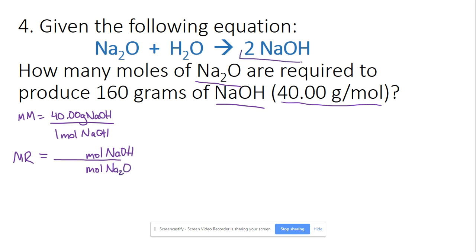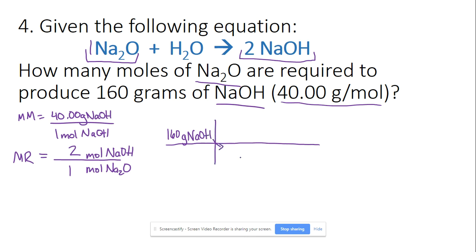If we look at our balanced equation, NaOH has a coefficient of 2, and Na2O does not have a coefficient, so we know that there is a 1 there holding its place. We don't need to calculate the molar mass of Na2O because they're just asking for moles. If they were asking for grams, we would need that molar mass, but since they're not, we won't bother finding it. We start with our given amount, 160 grams of NaOH.